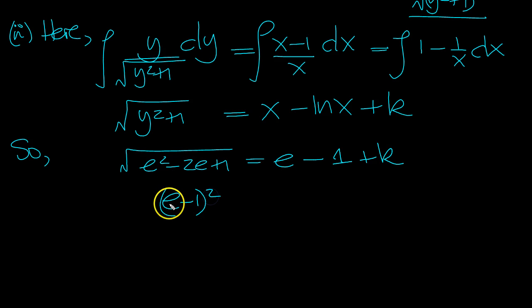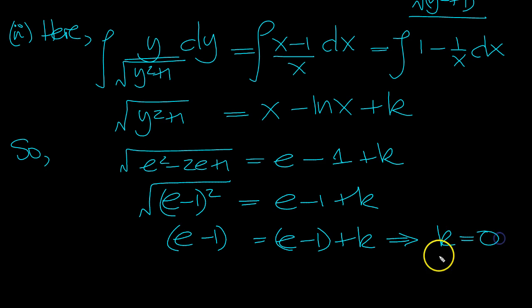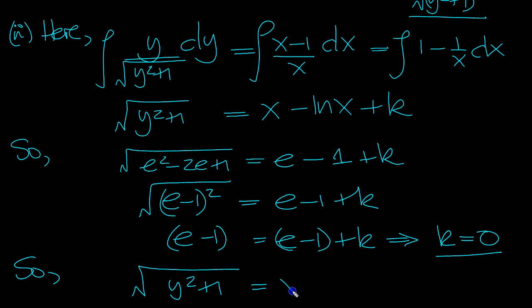When you look at it, e squared minus the 2e plus the 1. Square root of something squared is the something. e minus 1 plus k. So this is e minus 1 equals e minus 1 plus k. So that tells us that k must equal 0. So we can write down the equation then. Here, the square root of y squared plus 1 is equal to x minus ln, natural logarithm of x. And that's the relationship between x and y.